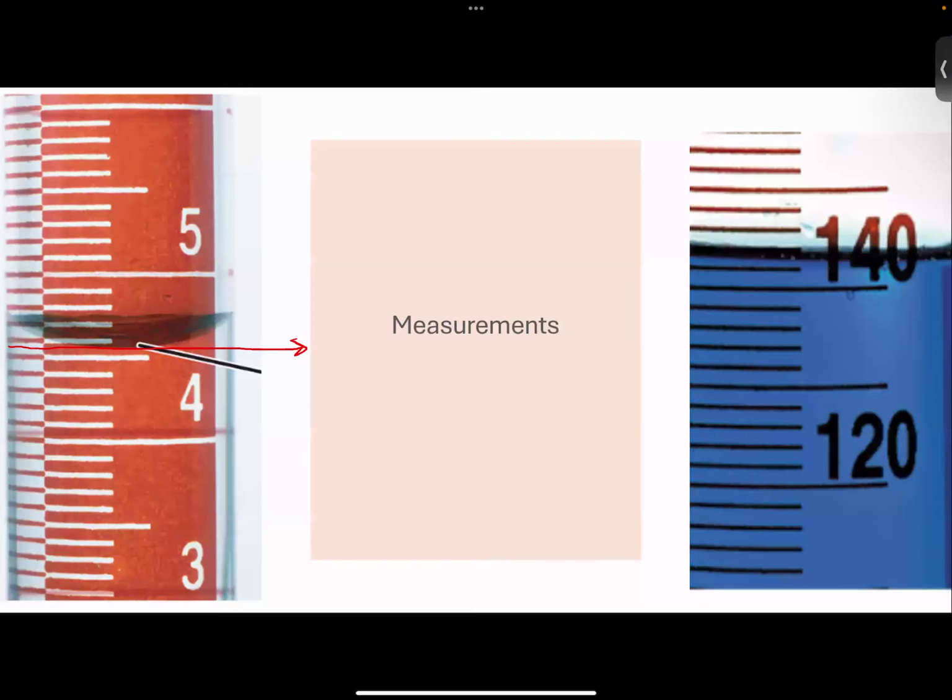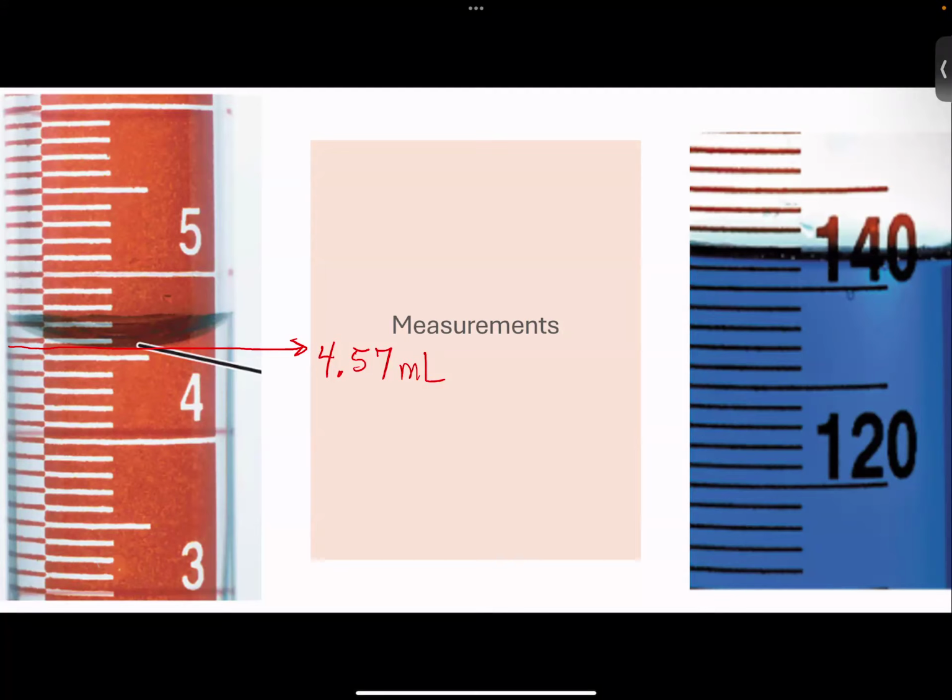So with this particular one, I would read it as 4.57 milliliters. You may have read it as 4.58. You may have read it as 4.56. You may have read it as 4.59. All of those answers would be acceptable. That's what that estimated digit is. It's that digit of uncertainty. It's that digit that usually is related to the individual and how they interpret it.